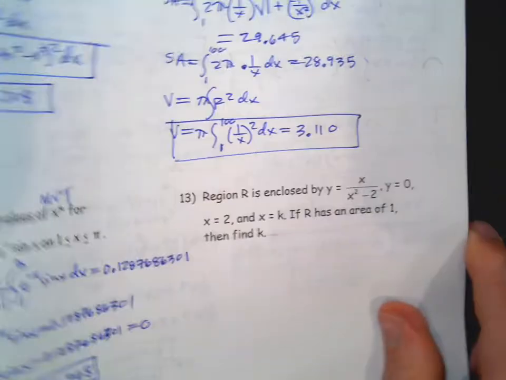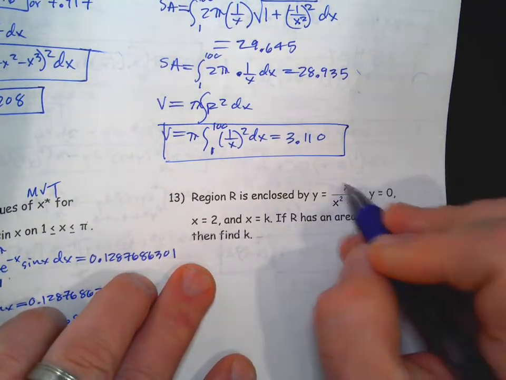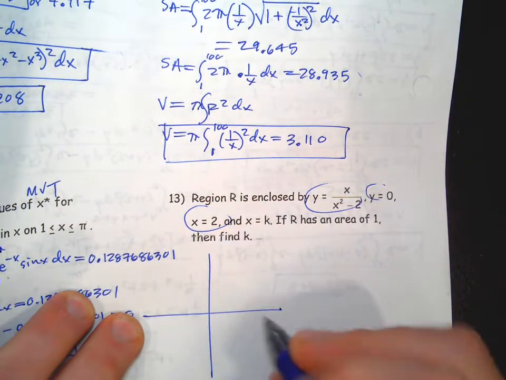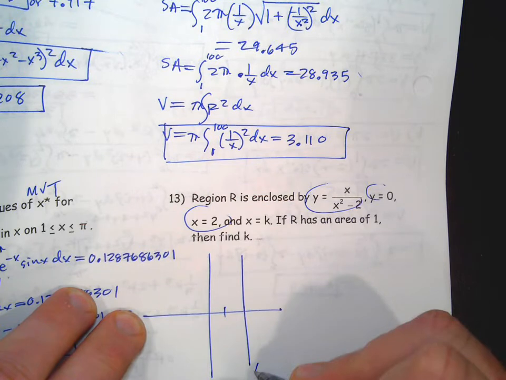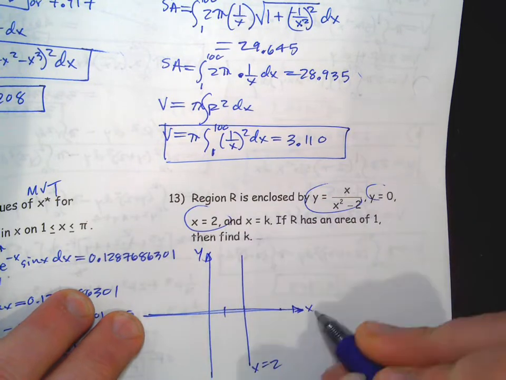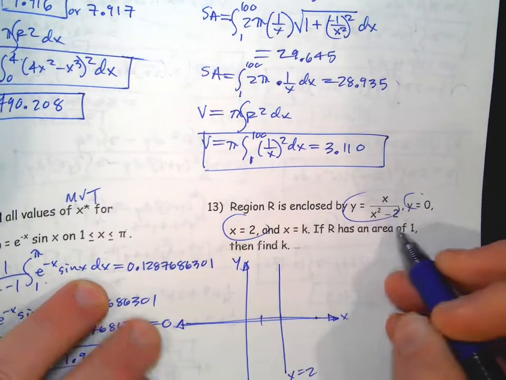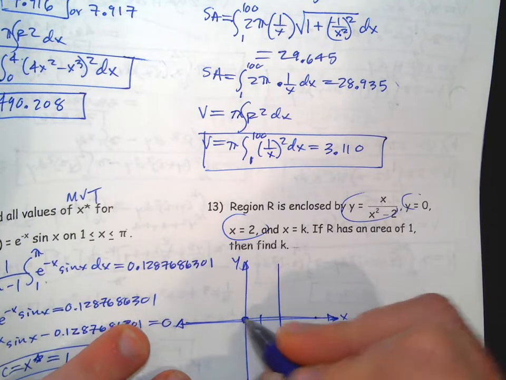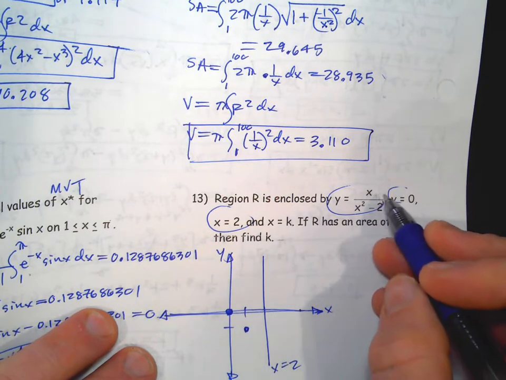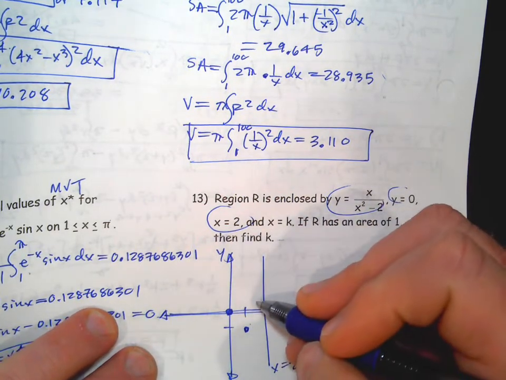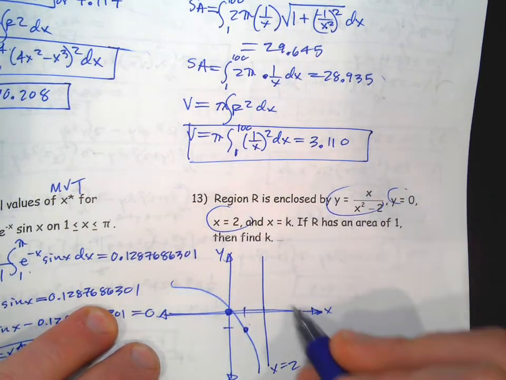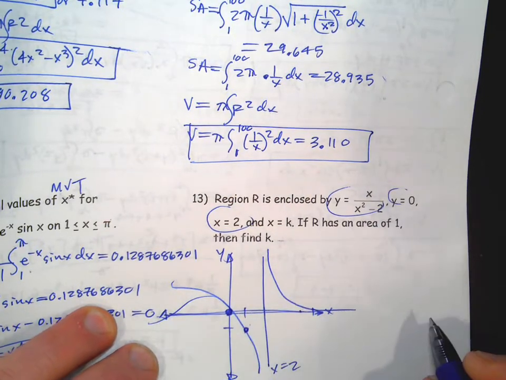Okay, region R is enclosed by this, and this. It might be good to draw a graph. x equals 2, y equals 0. This graph, when you plug 0 into it, you get 0. When you plug 1 into it, you get -1. And when you plug 2 into it, you get undefined. So I think the graph is kind of like doing something like this. And then it's probably, as x goes to infinity, it does go to 0. So it might do something like that.